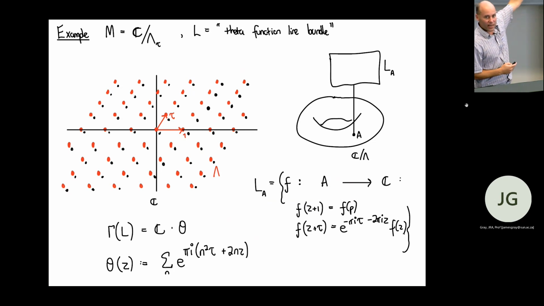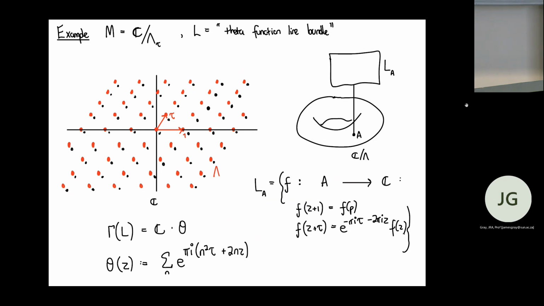There's a formula that you can write down. Where? This one is z plus 1, and below it's z plus tau. No, it's because I've made a mistake. That should be f of z. Thank you.